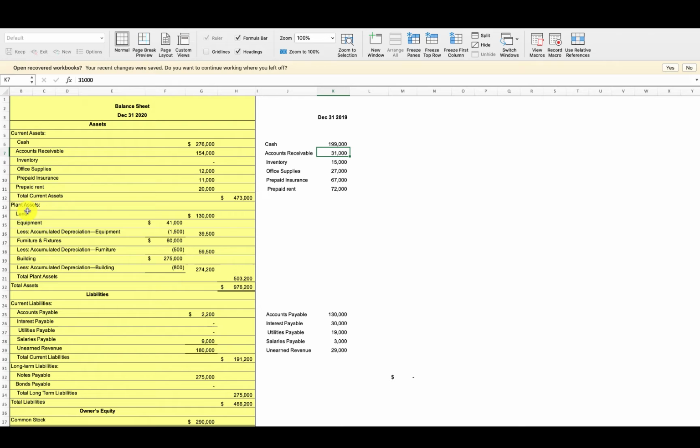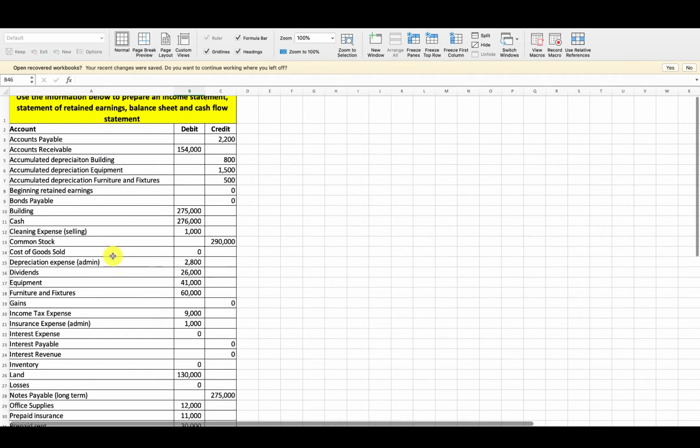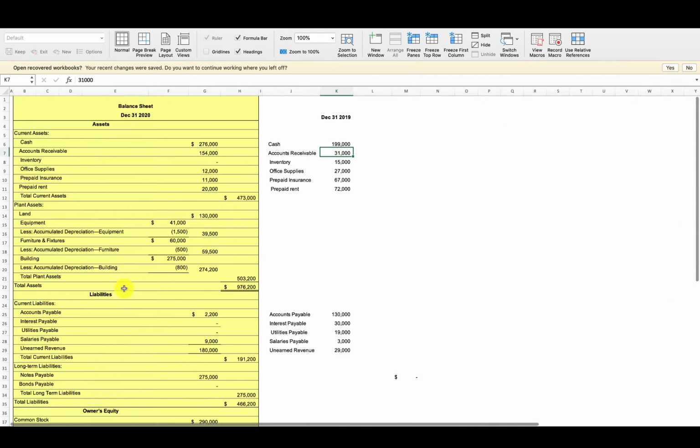Okay, so now we have plant assets. I have land, then I have equipment, furniture and fixtures, building, and then I have the accumulated depreciation numbers. So I go to my trial balance and I look for land. I'm going to bring land over of 130,000. I'm going to also have equipment. I'm going to bring equipment over of 41,000. I'm going to bring furniture fixtures over of 60,000. I'm going to bring building over of 275, and I'm also going to bring the accumulated depreciation numbers, the 800 for building, the 1500 for equipment, the 500 for furniture and fixtures. I'm going to bring all of that over, and I'm going to set it up in this format.